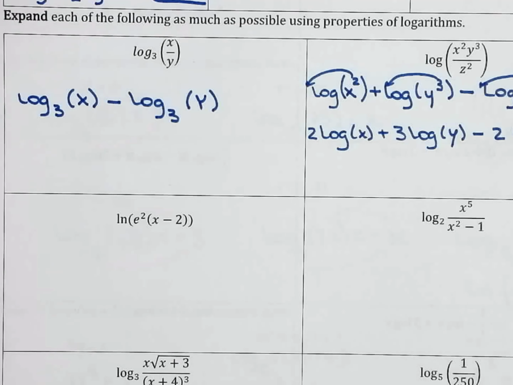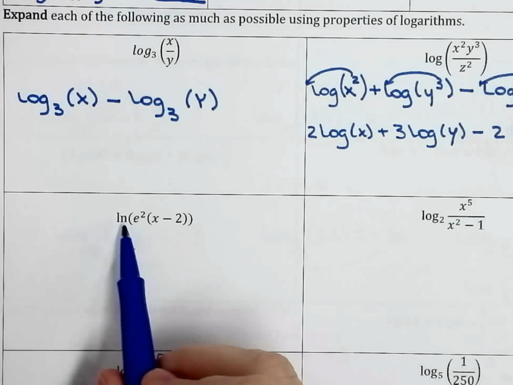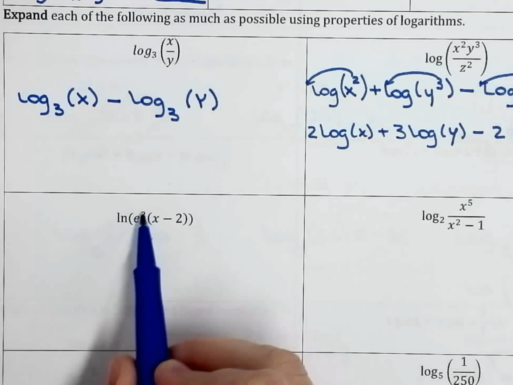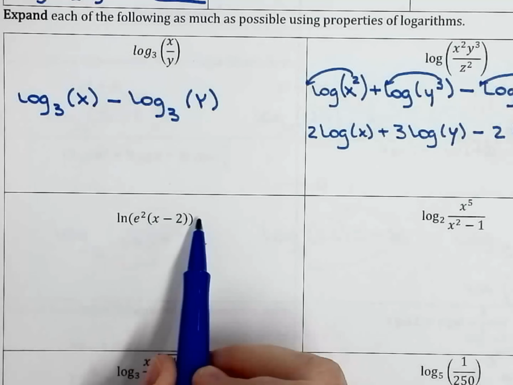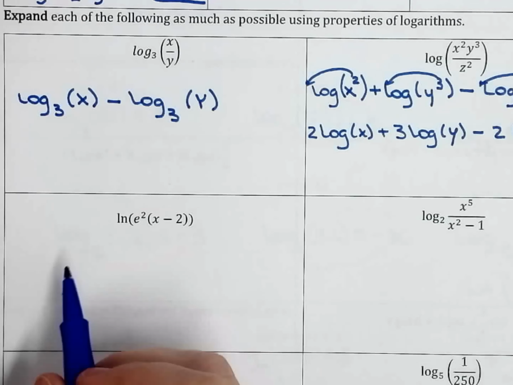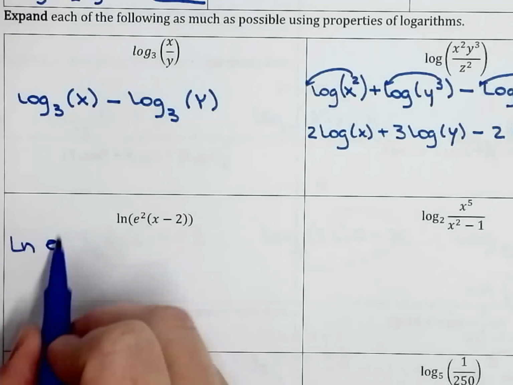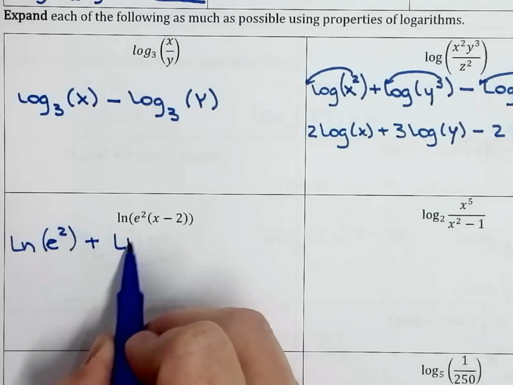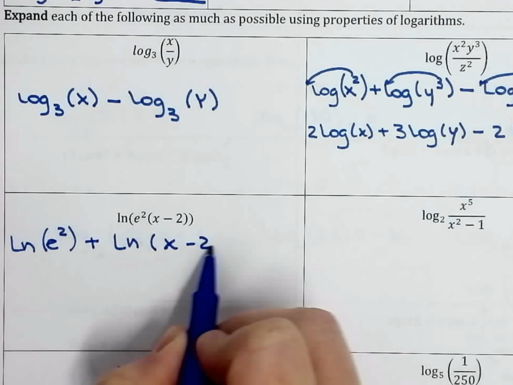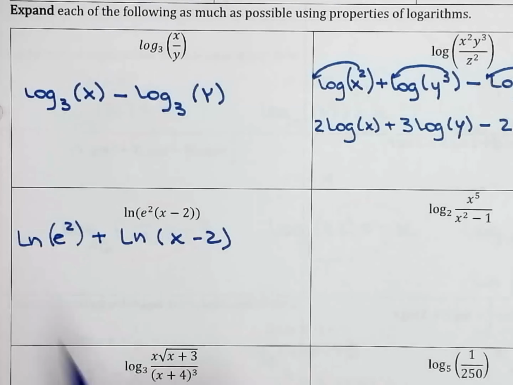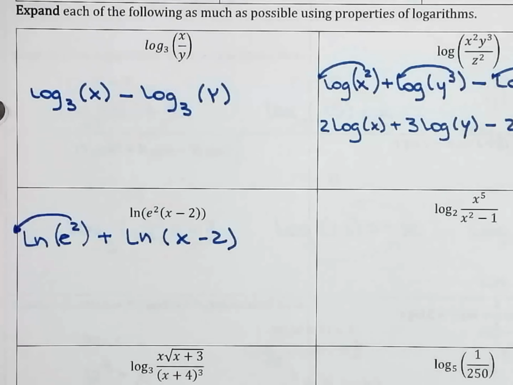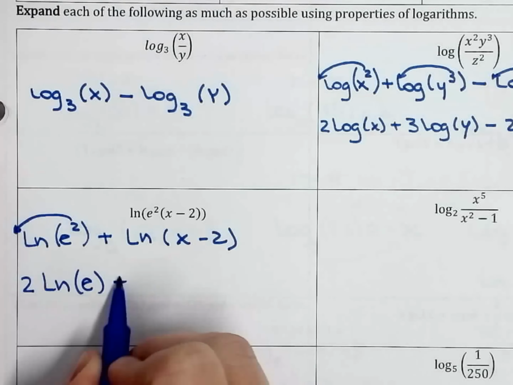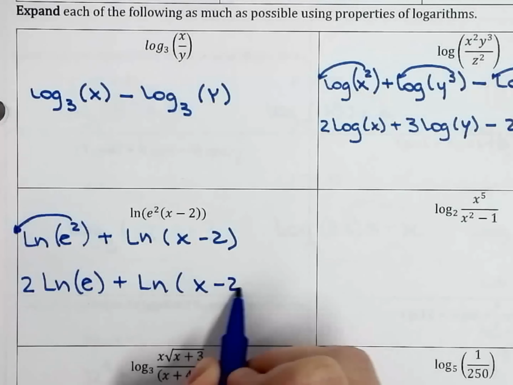Now, this one, I see 2 things. I see natural log of e squared, and these parentheses right here indicate that e squared is multiplying x minus 2. And that's exactly how I'm going to approach this. So natural log of e squared plus, because I was multiplying, natural log of x minus 2. Now I also need to deal with this exponent right there, goes in the front, multiplying. So 2 natural log of e plus natural log of x minus 2.